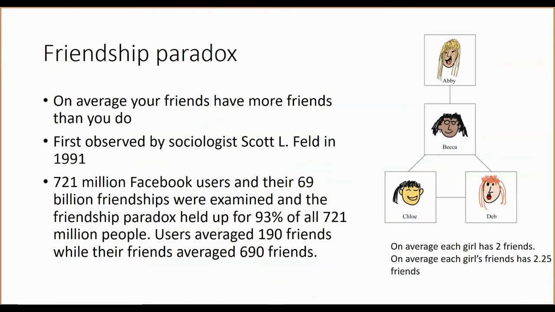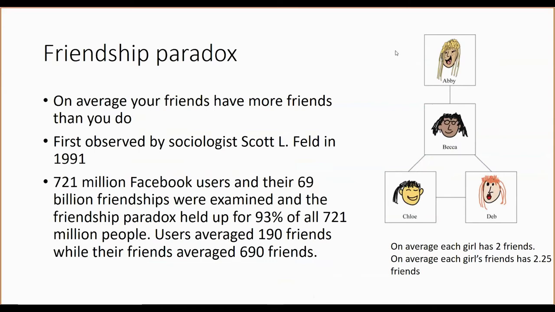And it is because of this unevenness in the distribution of connections in social networks that people have observed an interesting phenomenon called the friendship paradox. Basically, the friendship paradox says that, on average, your friends have more friends than you do.